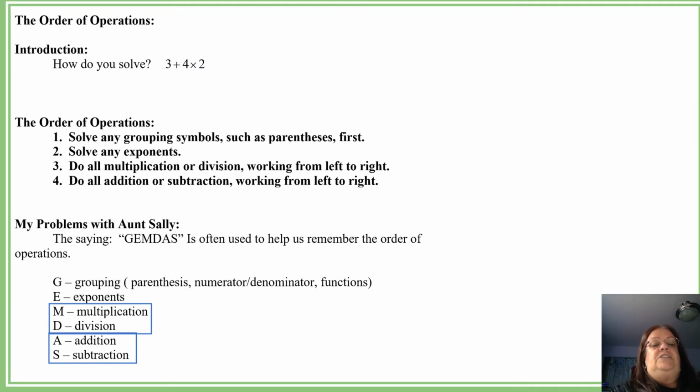The order of operations. How do you solve 3 plus 4 times 2? Well, you solve any grouping of symbols, such as parentheses, first. That's a G. You solve any exponents next. So if I had groupings, things like parentheses, denominators, square roots, all group the things that are inside of them.